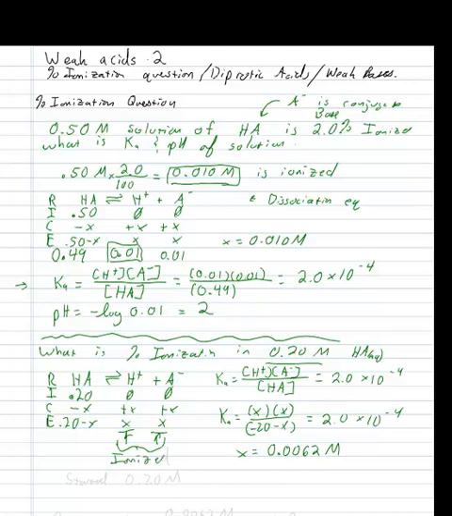We know we started with 0.20 molar, so we can just easily calculate our percent ionized. It is equal to 0.0062 moles per liter, that's the amount of ions, over the total 0.20 molar. Multiply that by 100% and we get 3.1% ionization. So let's move on here.